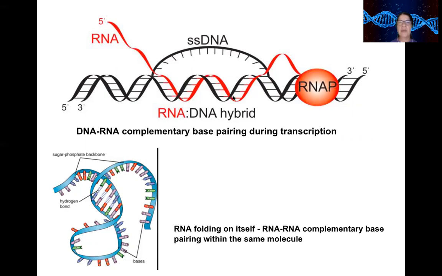So the double helix of DNA is melted, and now one of the strands of DNA is used as a template to synthesize an RNA molecule. And that occurs via base pairing, complementary base pairing.